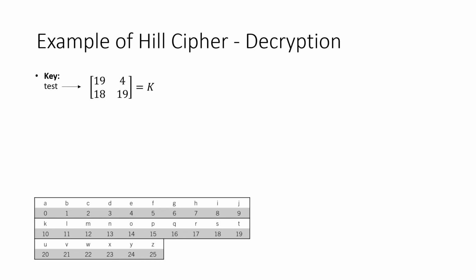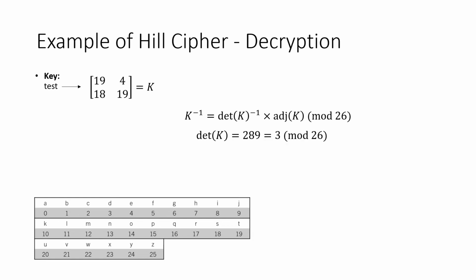So we remind ourselves of the value of our matrix that we're working with, the matrix K, and we are interested in the inverse of this matrix in mod 26. The inverse matrix is given by the inverse of the determinant times the adjugate of that matrix in mod 26. We've already calculated the determinant of this matrix before. That number is 289, which is congruent to 3 in mod 26. And the next step involves finding the multiplicative inverse of number 3 in mod 26.